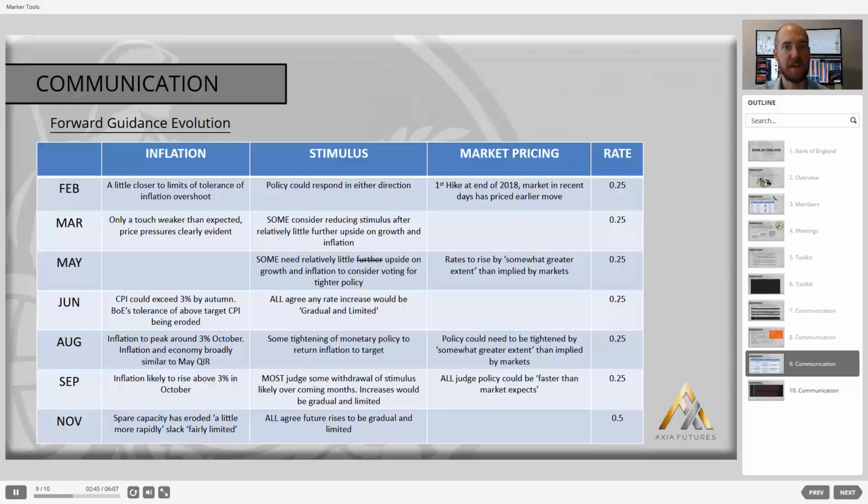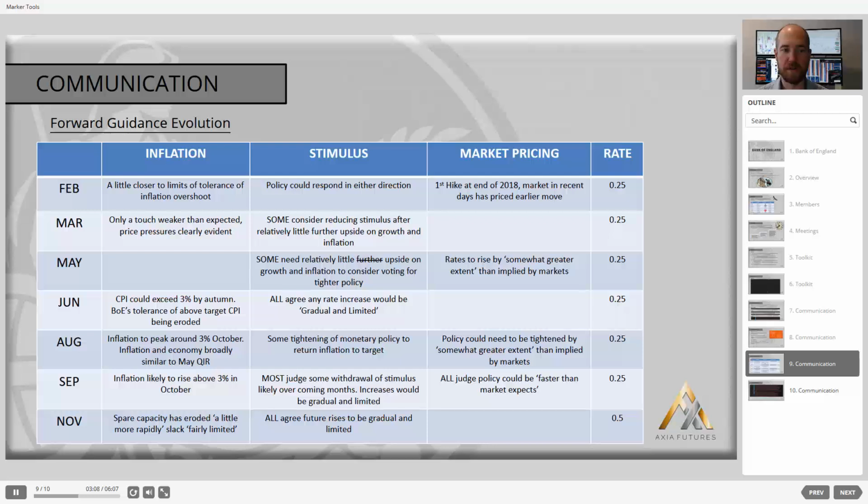Again, continuing this talk that inflation is definitely increasing, and now all agree that a rate increase would be gradual and limited. So now they're very much stepping away from the idea of response in either direction. It is gradual and limited, and it will be a rate increase, and they're quite specific on that. No reference to market pricing.